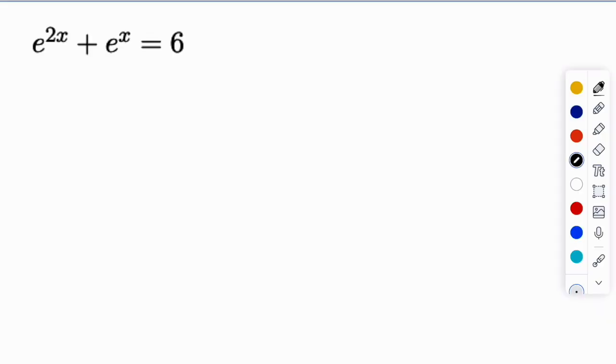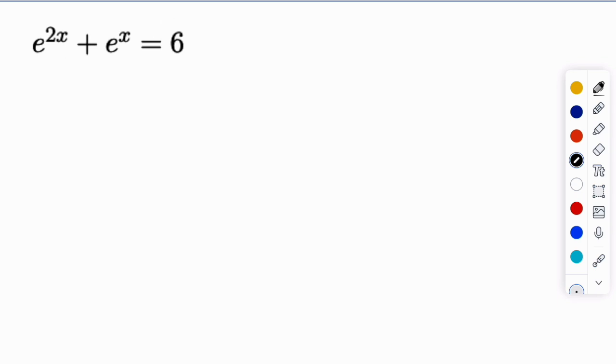Alright guys, another kind of classic question that will pop up every now and then is something like this. It's got e to the 2x plus e to the x equals 6. And all you need to do here is again recognize that for a question like this, they're just testing your quadratic equation solving knowledge.